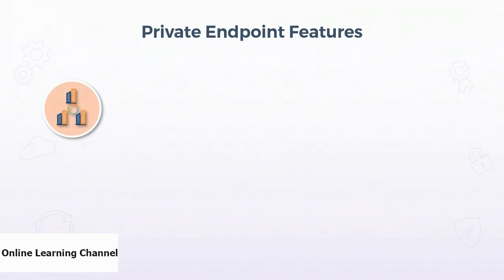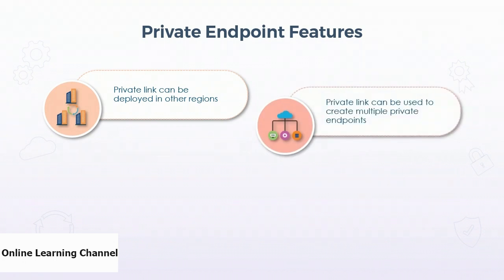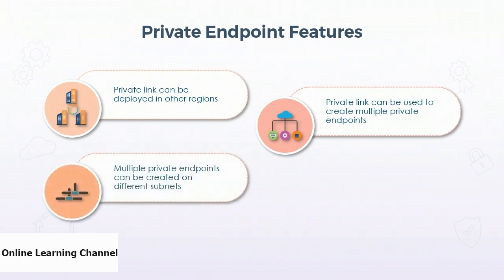Let's look at some more private endpoint features. The private link can be deployed in other regions that are different than the virtual network and the private endpoint. Private link can be used to create multiple private endpoints. For a single network that has one DNS server, for example, it's best to use one single private endpoint for a given private link, and that'll avoid duplicate entries in your DNS server.